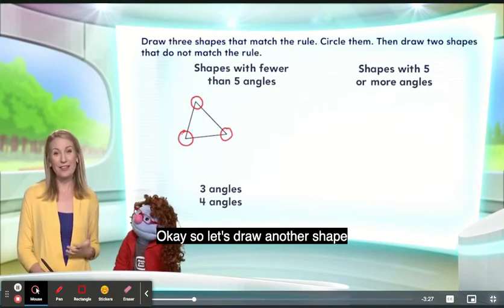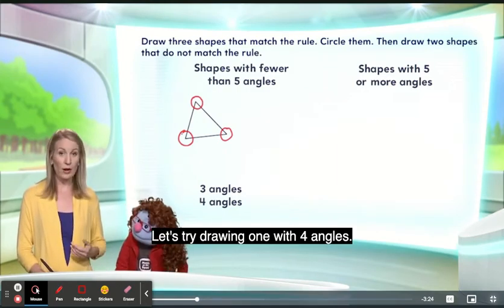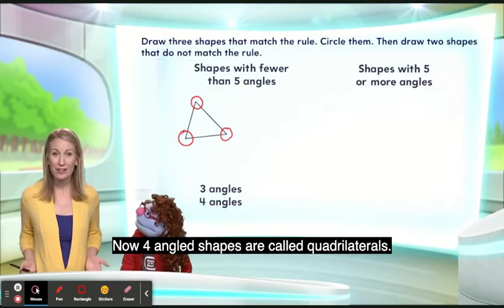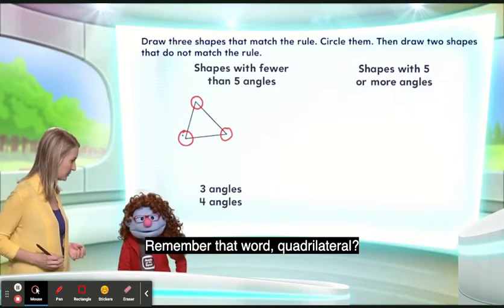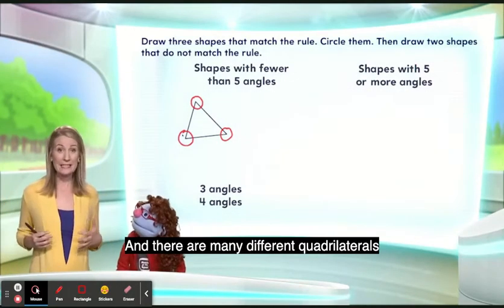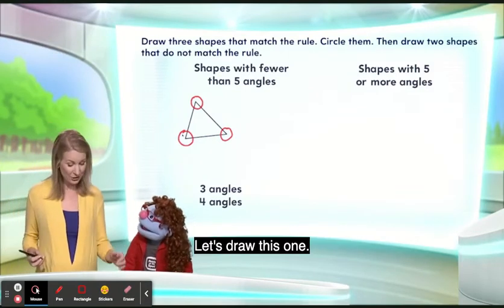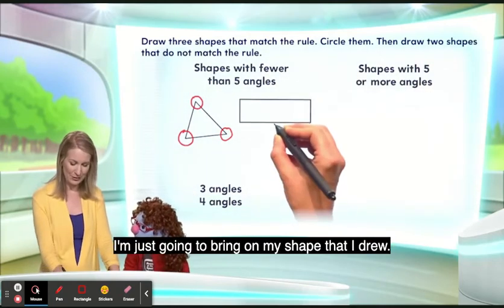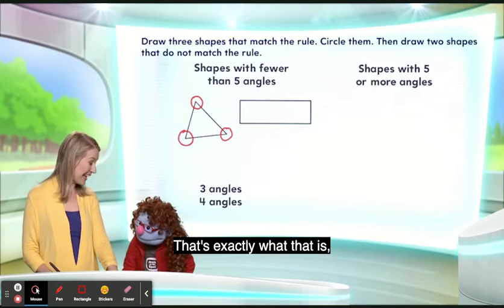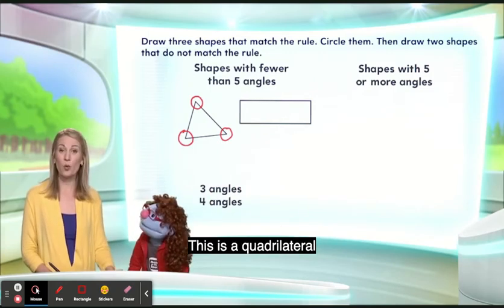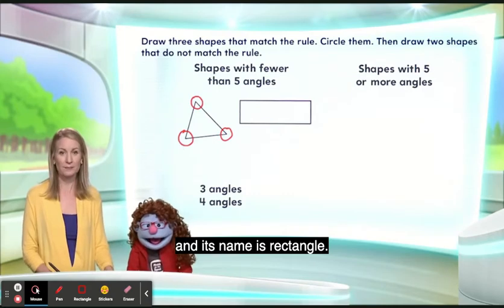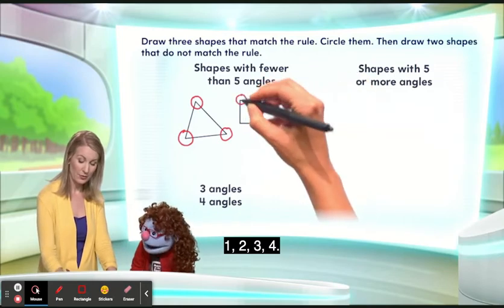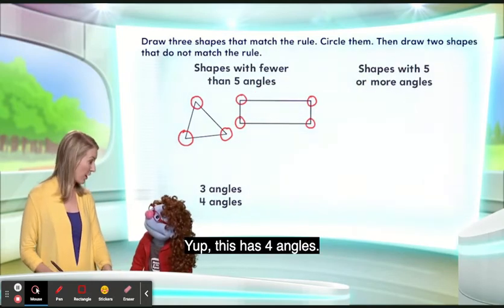Let's draw another shape that matches the rule. Let's try drawing one with 4 angles. Now, 4-angled shapes are called quadrilaterals. Do you remember that word, quadrilateral? There are many different quadrilaterals we can draw. I did a little drawing before I saw you, Jeannie. I'm just going to bring on my shape that I drew. Hey, that's a rectangle. This is a quadrilateral, and its name is rectangle. Now, how many angles does this have? 1, 2, 3, 4. Yep, this has 4 angles.